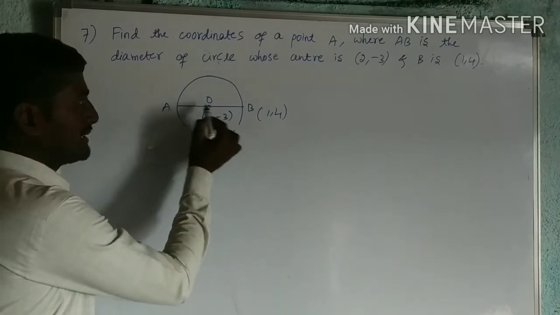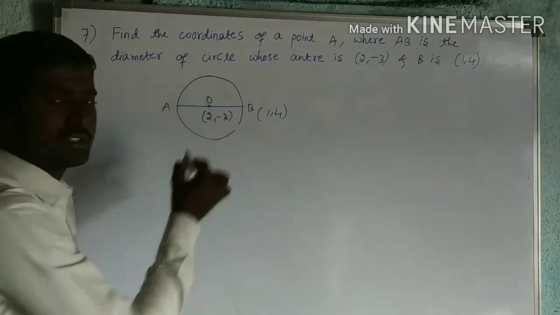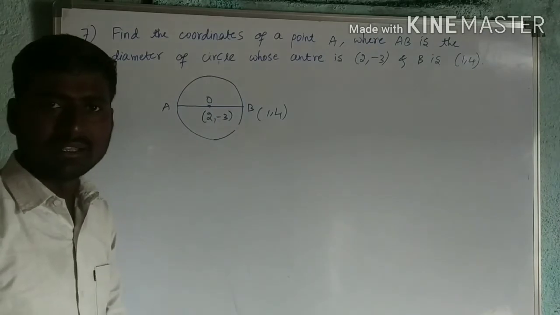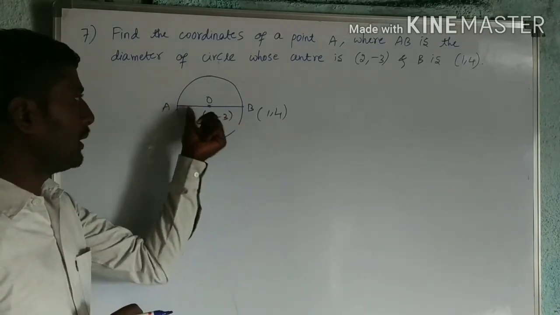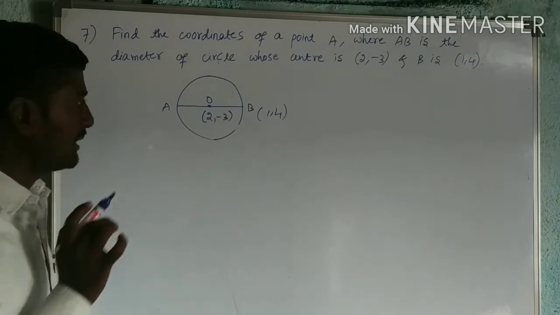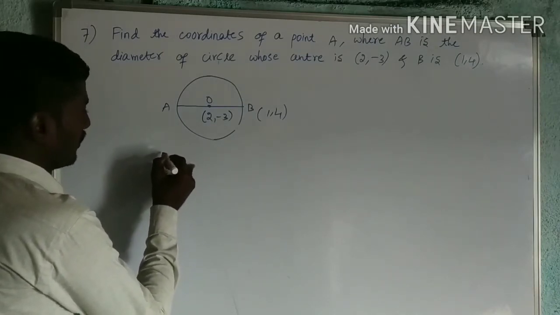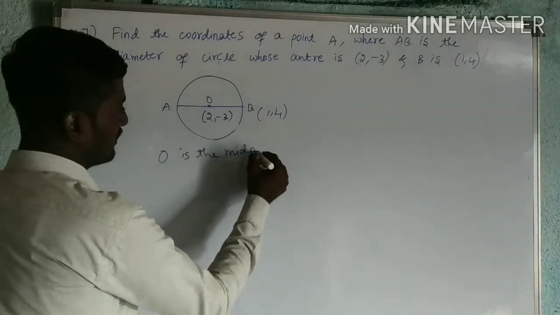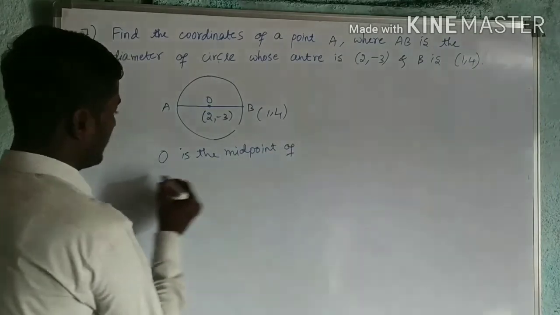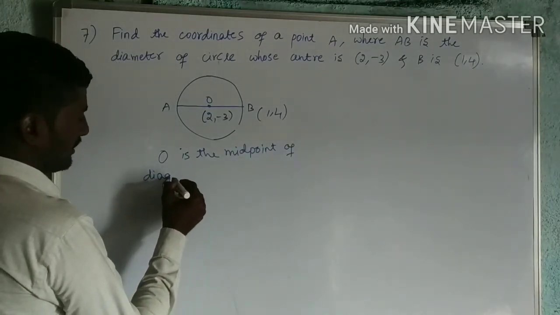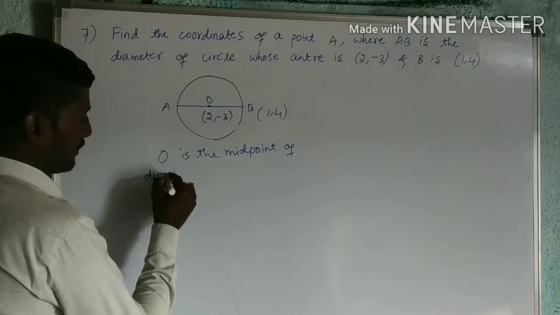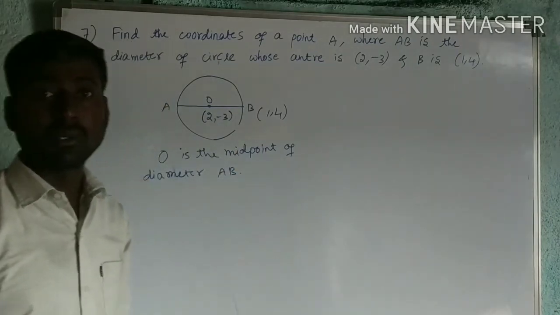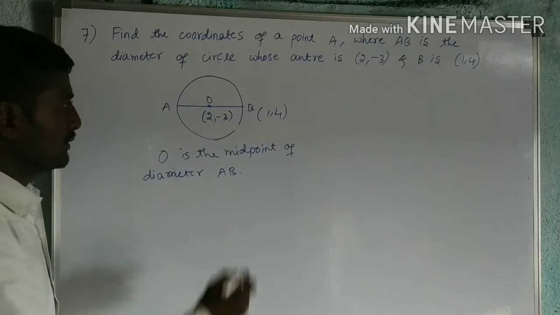So here OA is equal to OB because OA is radius, OB is also radius. They are equal. Okay. So it means what? O is the midpoint of AB. So center of the circle is the midpoint of the diameter AB. Therefore, O is the midpoint of diameter AB. Okay. Now we can apply what? Midpoint formula to find A.